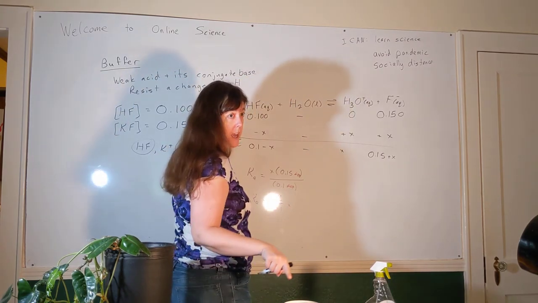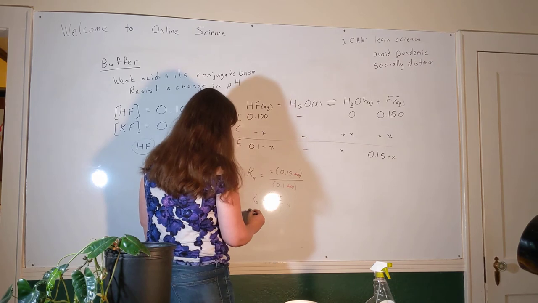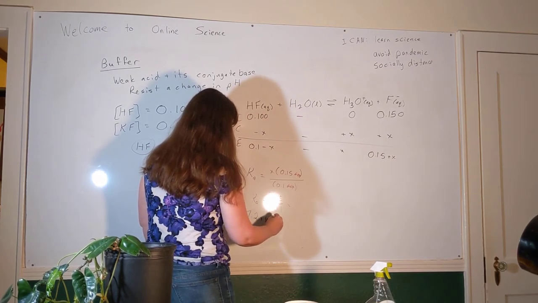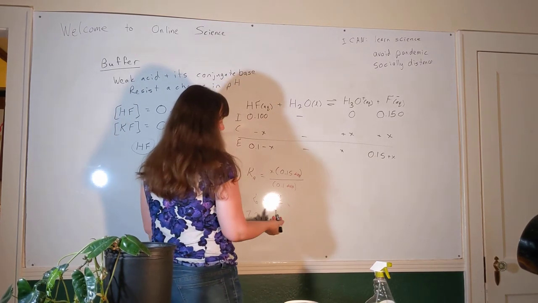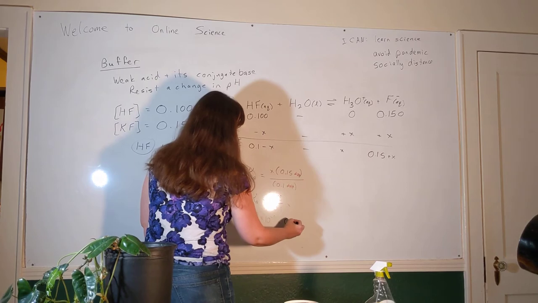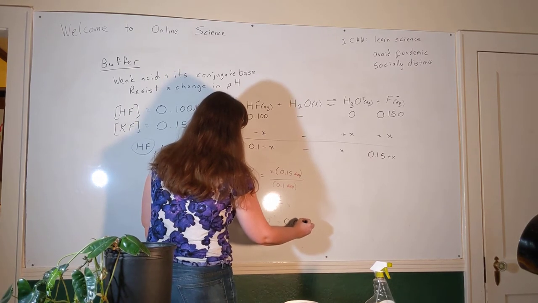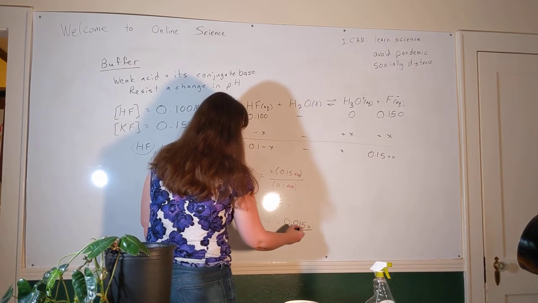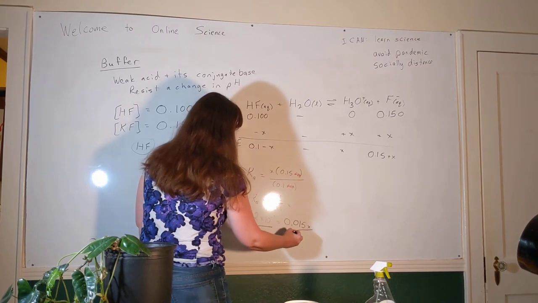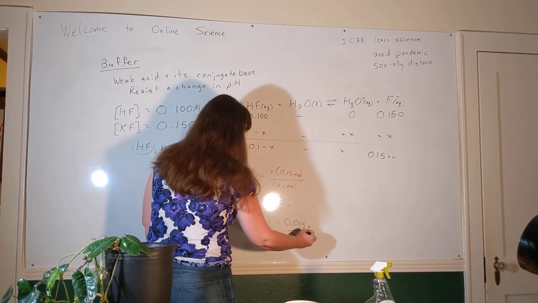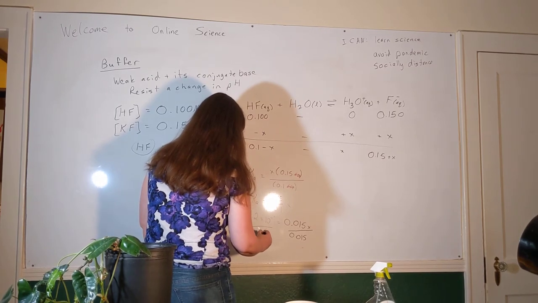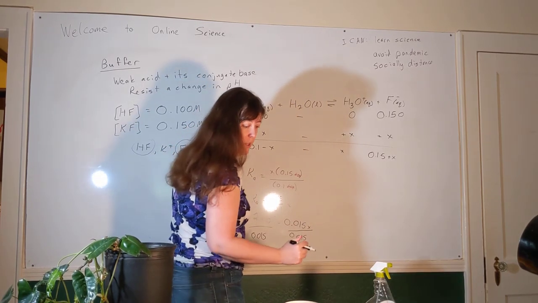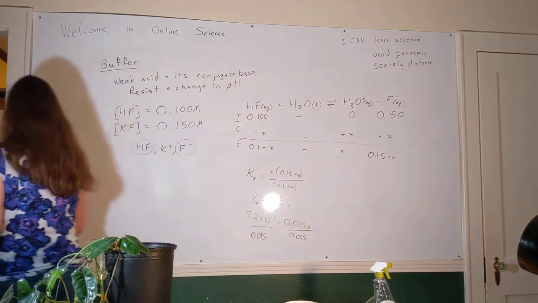We have to be given the Ka for HF, which is 7.2 times 10 to the minus 4, equal to, I can go ahead and divide that 0.15 by 0.1 to get 0.015X. And then divide both sides by 0.015 to find our value of X. So grab a calculator, plug that in, and see what you get.